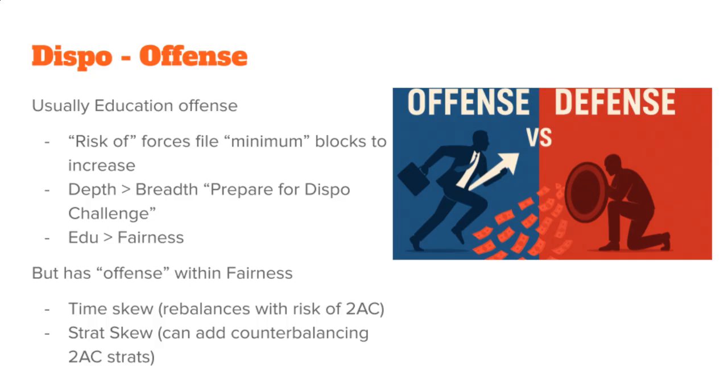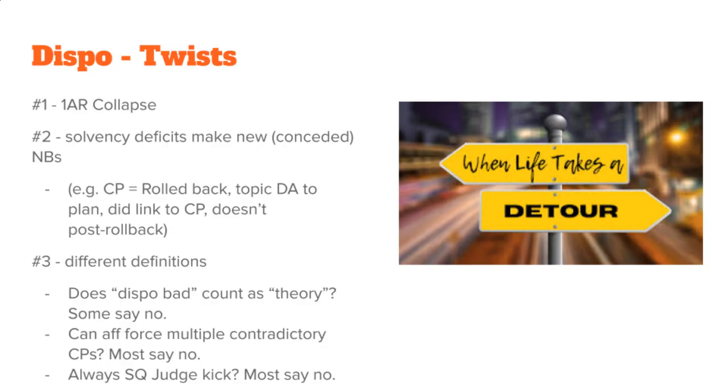And so that's one where you can put turns with dispo in each of these, but fundamentally you're usually going to start with education as your offense, education outweighs, and then you have defense to their various fairness-based standards. So let's talk about some twists with dispo.